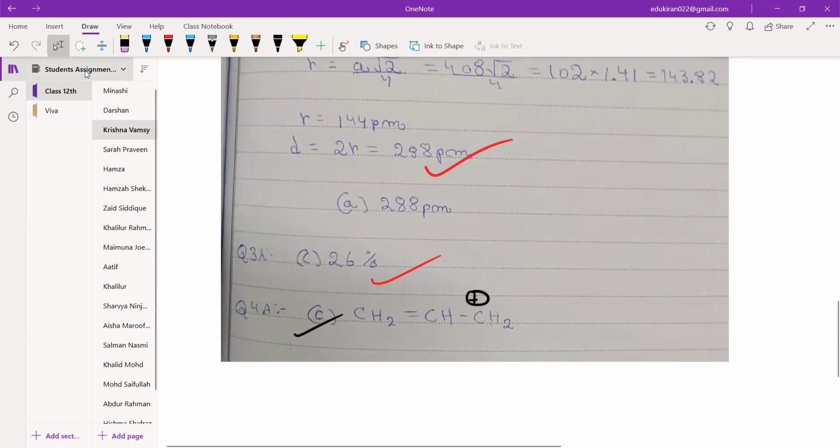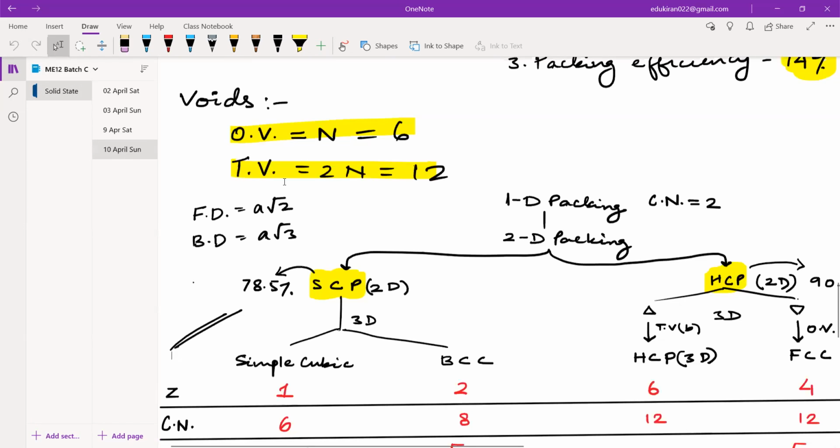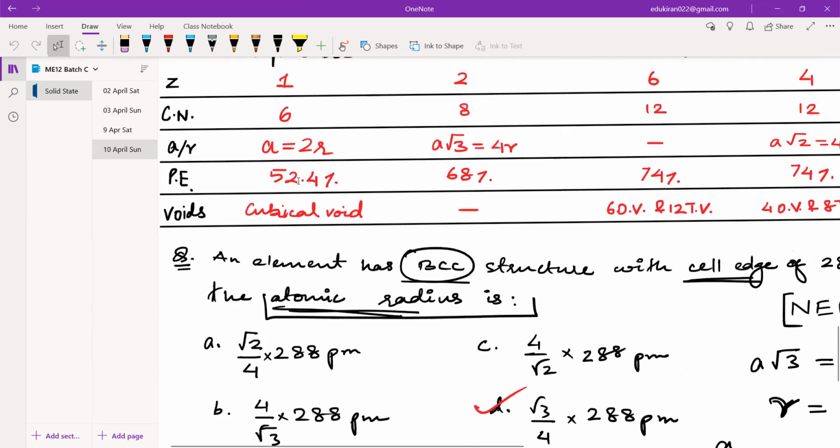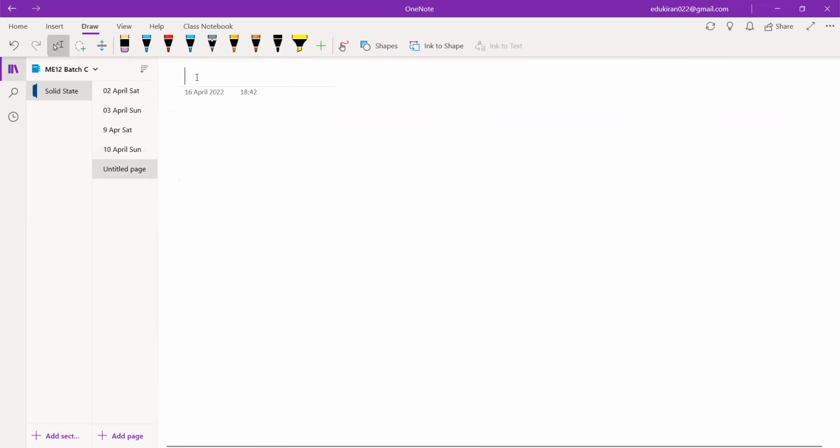So moving on to the base class. This is all done in the last class. So today we are going to look at some different types of questions. 16th April, and this is a Saturday.